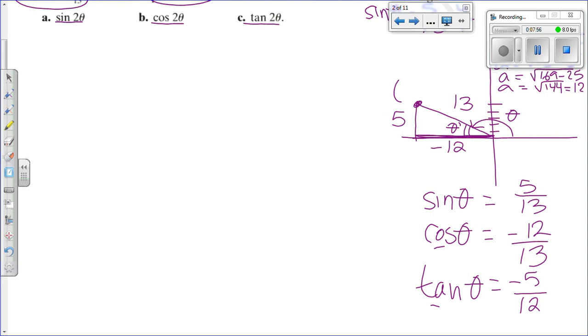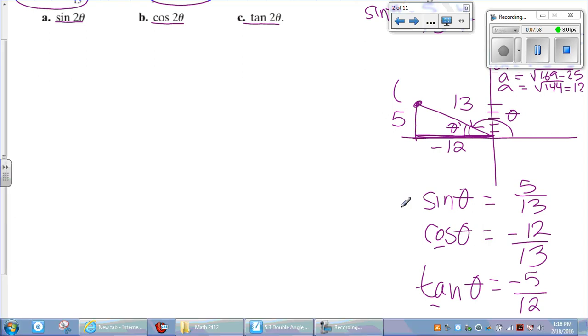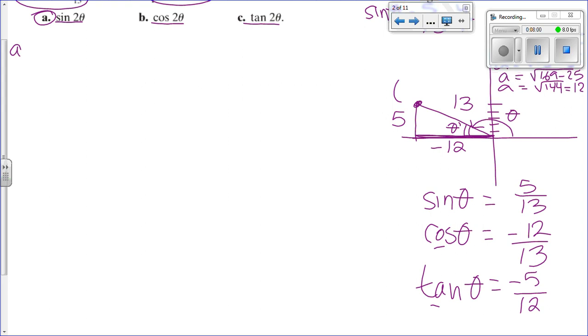So now that we have all of that, we're going to use the formulas to answer the question. So for the very first one, which is the sine of 2 theta, we're going to use that formula that says 2 times sine of theta cosine theta. And so what we're going to do is substitute stuff in here. So why don't you guys do it?